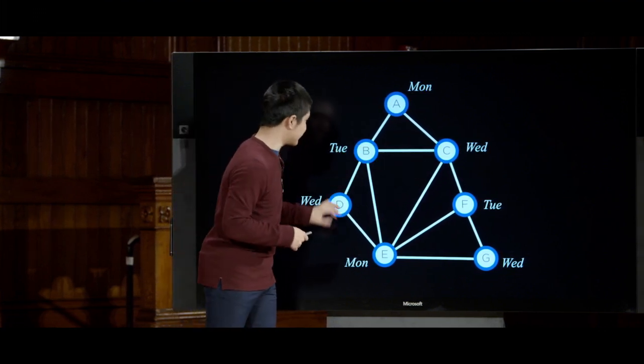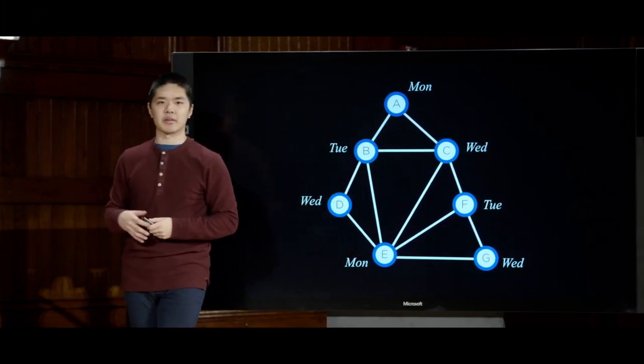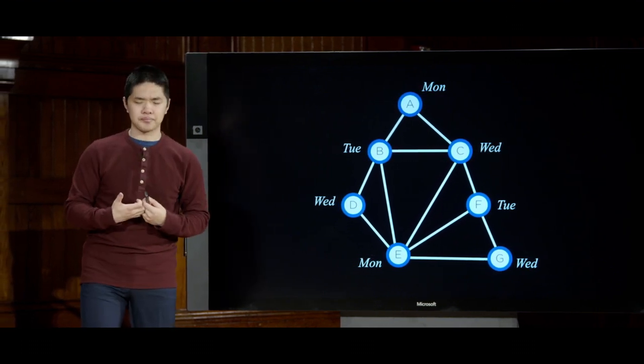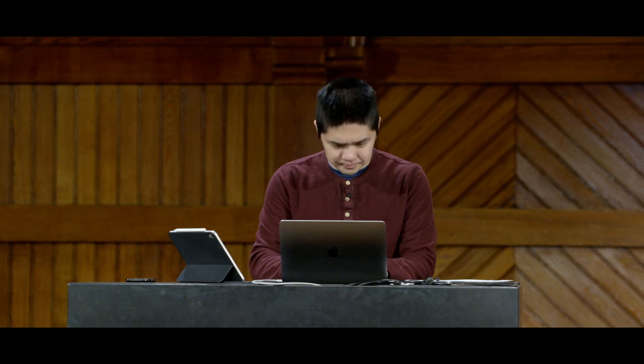And classes C, D, and G can have their exams on Wednesday. And there's no violated constraints that might come up there. So that then was a graphical look at how this might work. Let's now take a look at some code we could use to actually try and solve this problem as well.